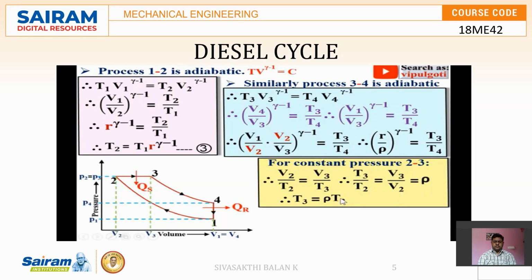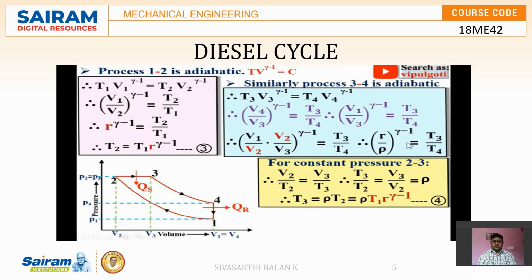And you know that T2, from equation number 3, is T1 into r raised to gamma minus 1. So I can put it here: rho as it is, and T2 is equal to T1 into r raised to gamma minus 1. Let's say it is equation number 4. So now I got this T3 in terms of T1. Already we have T2 in terms of T1.